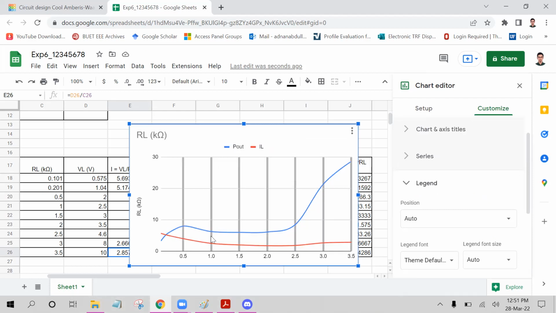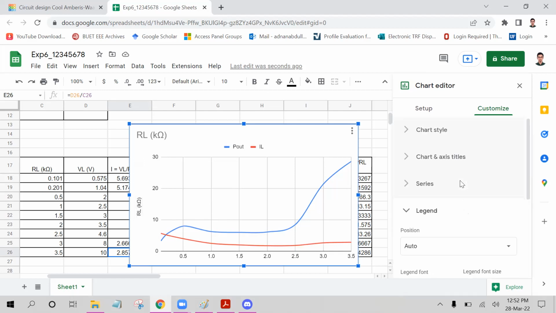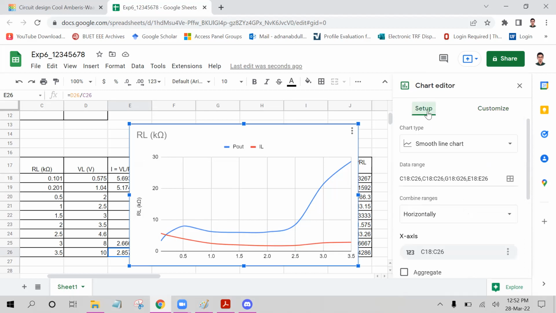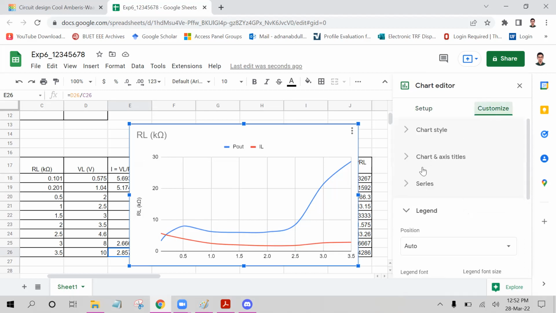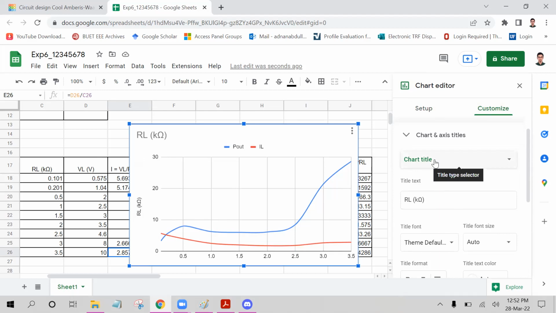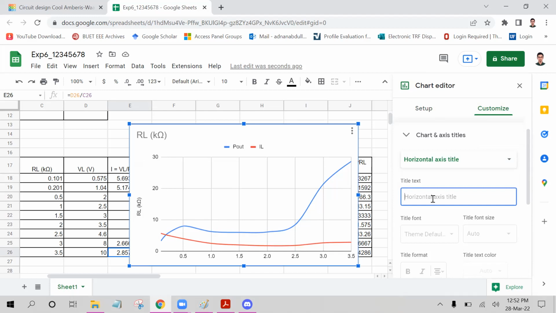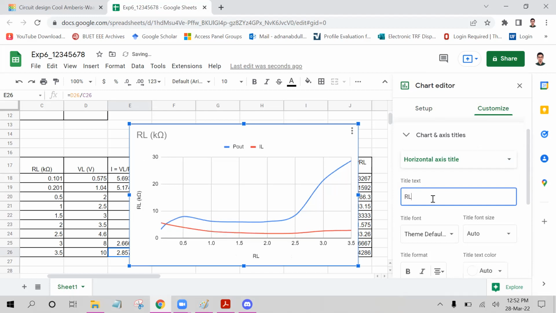And I think something is still wrong. Look, the y-axis is shown as RL, but this shouldn't be. Our x-axis is RL, right? So we need to correct the axis titles. How can we do that? Look, there is a setup option and a customize option. Go to customize, chart and axis title. From chart title, select the horizontal axis title, and in horizontal axis title, write RL. Now it is showing RL.